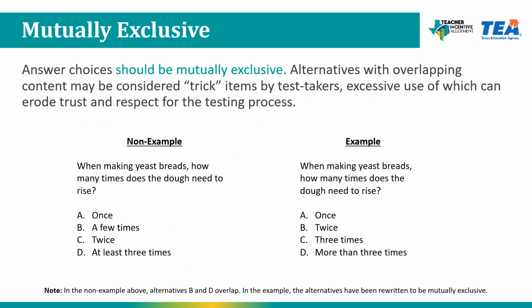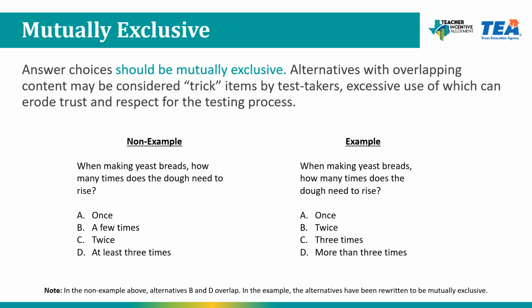Answer choices must be mutually exclusive to avoid confusion and maintain integrity in the assessment process. Overlapping content and options can be perceived as trickery by students, undermining trust in the test's fairness. Consider a culinary arts question about yeast bread rising frequency. In the non-example, the choices are once, a few times, twice, or at least 3 times. The options are not mutually exclusive. Students might confuse a few times with at least 3 times, leading to potential errors.